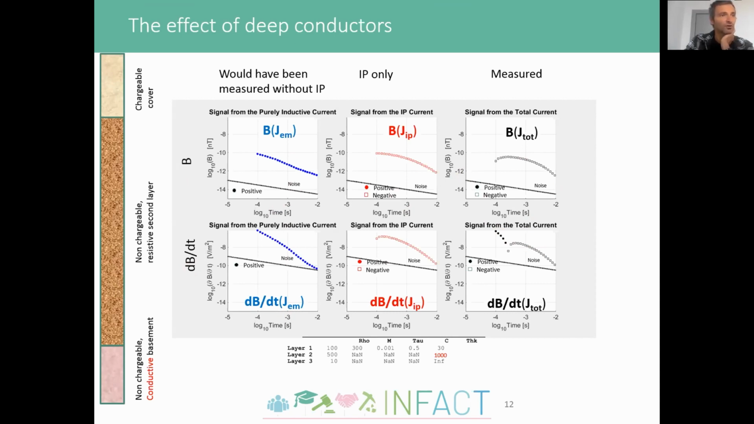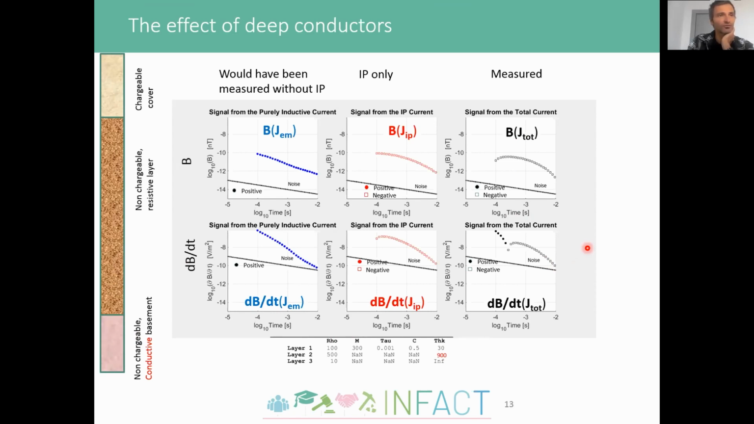Okay, so what I'm going to do now is bring this deep conductor closer and closer and closer to surface over the next slide. You can see that now it's buried at 1,030 meters, and you don't see the effect of that deep conductor anywhere. Keep your eyes on the right column here, either the B or the BDT, and you will see things changing at late times. So I'm going to move on to the next one.